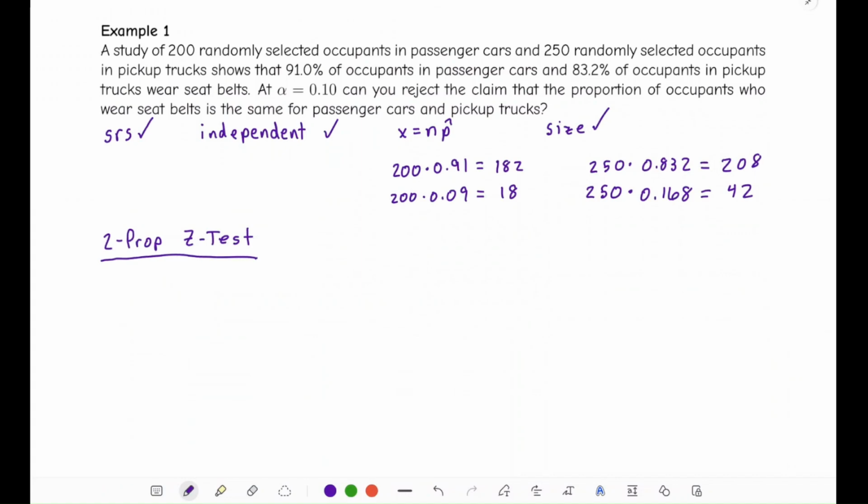So just like with any hypothesis test, you start out with the claim and hypotheses, draw a picture, calculate a test statistic, then calculate a p-value or critical value, one or the other, and then make a decision and conclusion. So let's start with the claim.